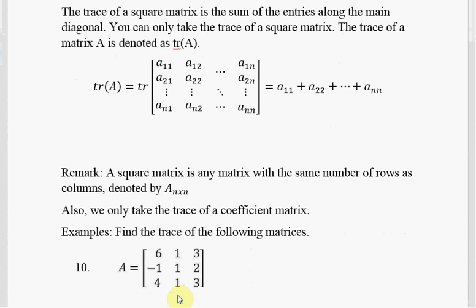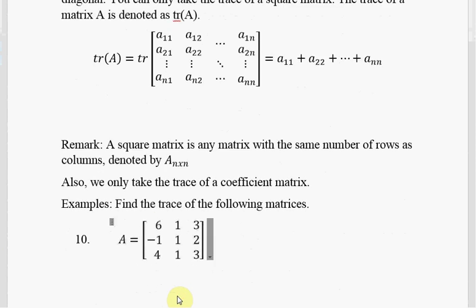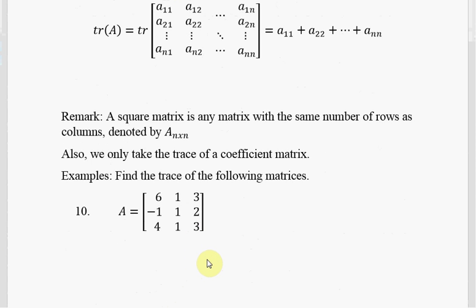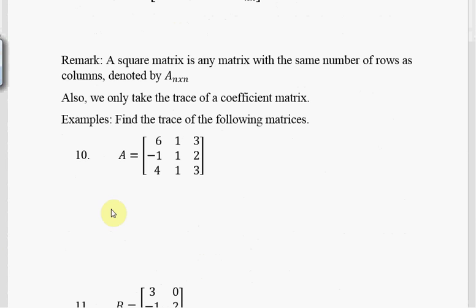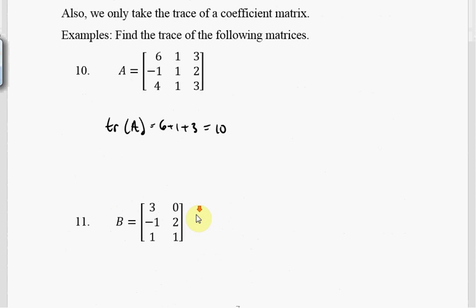Again, a square matrix is any matrix with the same number of rows as columns. The trace is only applied to square matrices. It's very straightforward to find the trace. We're adding the entries along the main diagonal, so 6 plus 1 plus 3, we get 10.